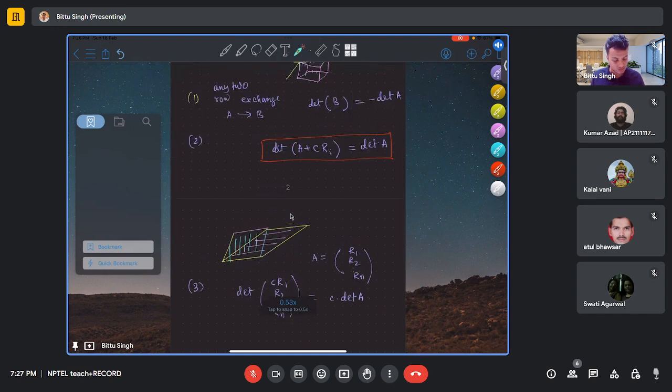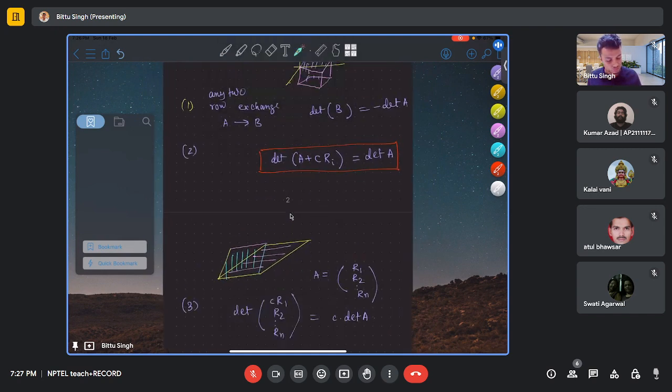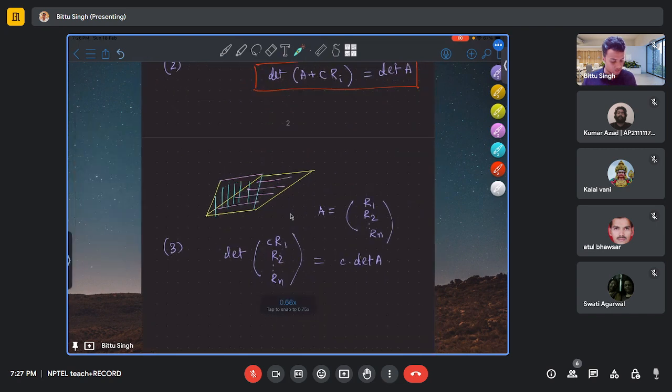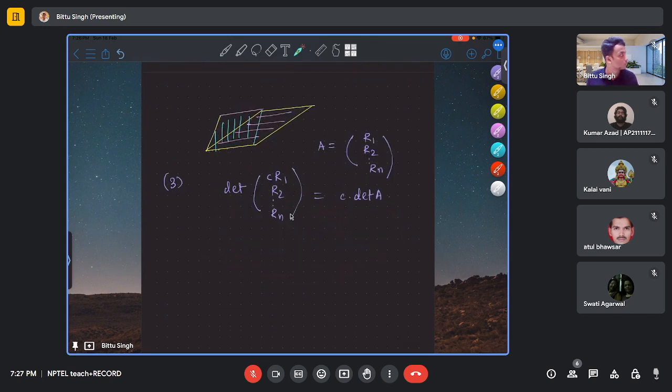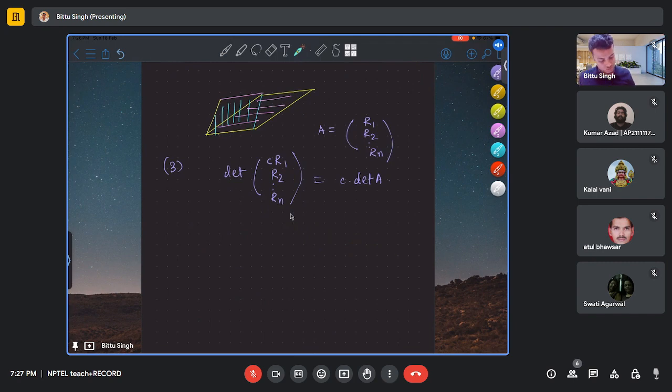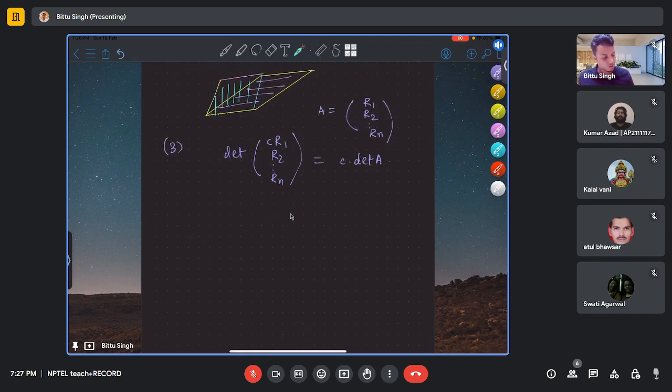So you can see now, if you use row operations, that is row exchange, then determinant will be negative. And if you add some multiple of a row to some other row, then determinant will be same. And if you multiply a constant with some row, then determinant will be C times that determinant. Those are some properties. Using these properties, you can say determinant of a matrix.